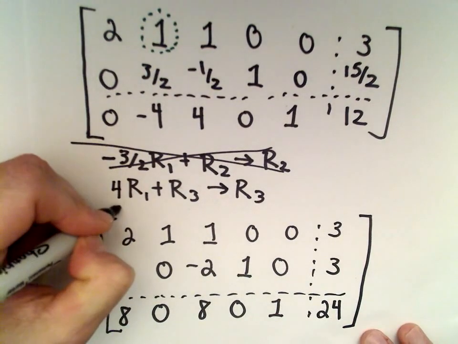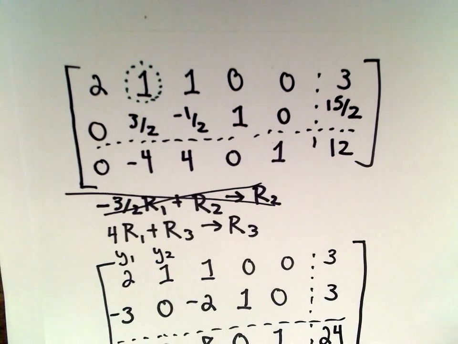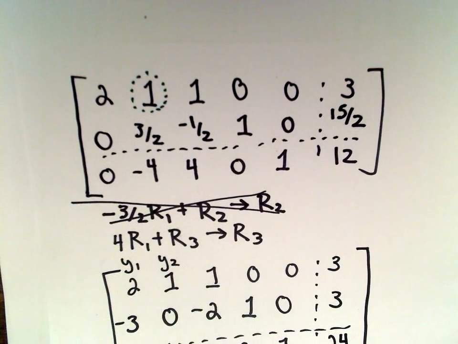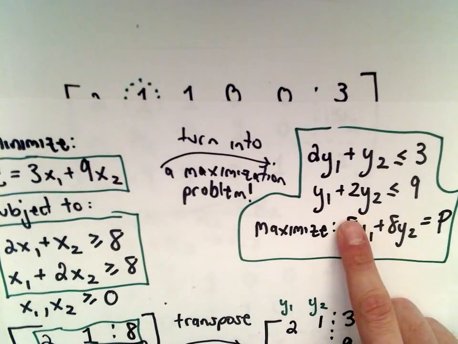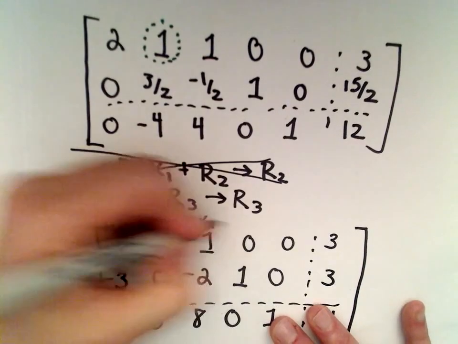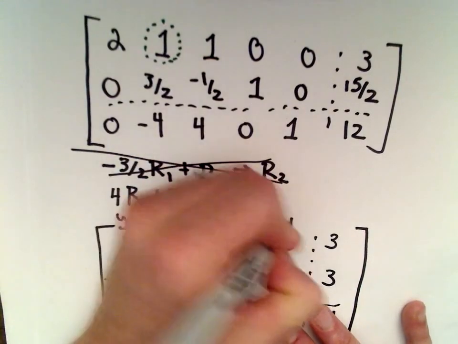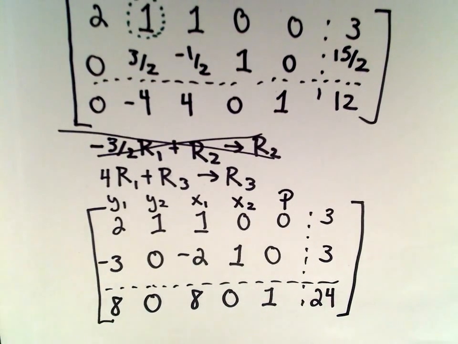So again, we had y1, y2, and we had what? Also y3. No, just y1 and y2. I'm just looking back at our maximization problem. We only had y1 and y2. We introduced the slack variables x1 and x2, and then we had our column p. So I'm just relabeling everything. What we do now is we just follow down. So we look at the columns.